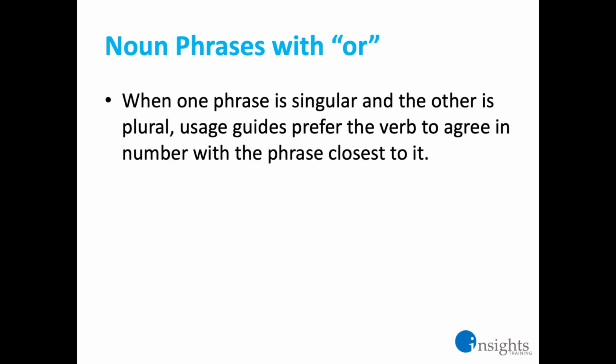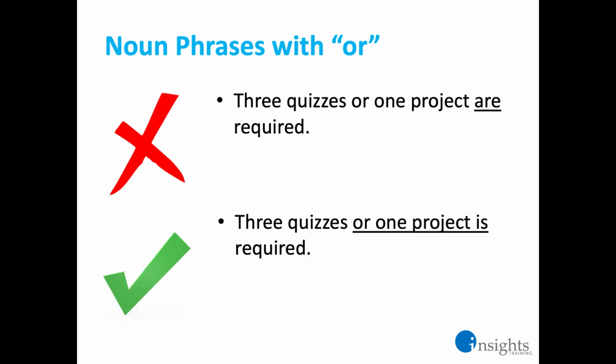Noun phrases with the conjunction or. When one noun or noun phrase is singular and the other is plural, the rule is to have the verb agree in number with the noun closest to the verb. In the example below, the correct one is the second sentence. The verb is nearer to the subject, one project.